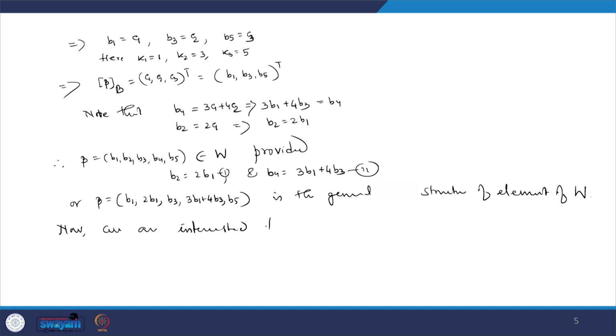Now we are interested to find all 5 cross 1 column matrices capital X such that Ax equal to 0. I mean the solution space of the system Ax equal to 0. Now, the solution space of the system Ax equal to 0 is equivalent to the solution space of the system Rx equal to 0. Therefore, let us quickly see what Rx equal to 0 is.